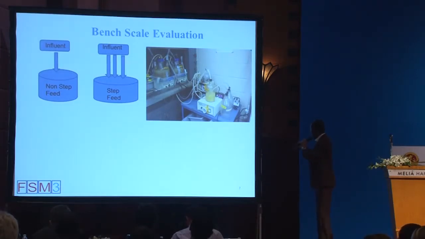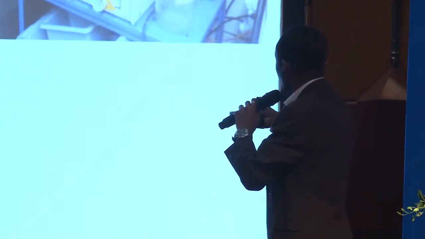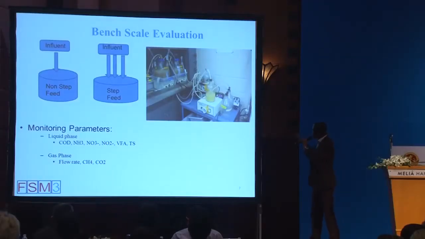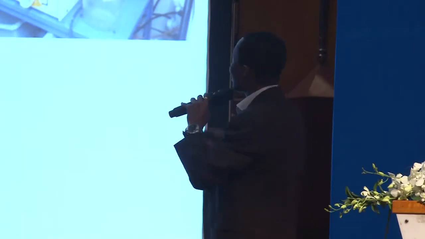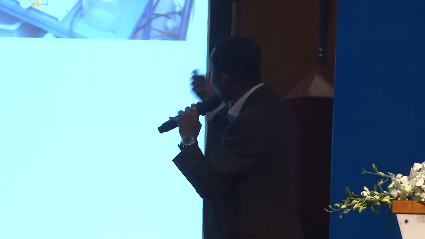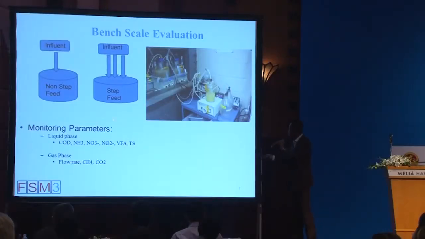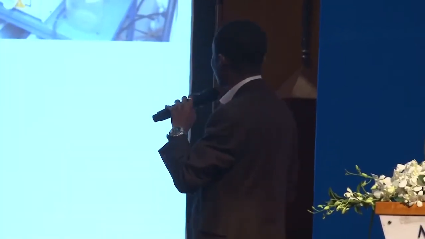And this is the system I work with in Colombia. Basically, we had a non-step feed fermenter and a step feed fermenter. Like I said, for the non-step fermenter, you introduce the influent in one shot. But for the step feed fermenter, you introduce it in 3 cycles. You could also do 4 or 5 cycles, but we looked at 3 cycles where we fed the influent every 8 hours. The parameters we monitored were COD, ammonia, nitrate, nitrite, VFA, and total solids. We also looked at gas production, the flow rate, and methane and carbon dioxide.